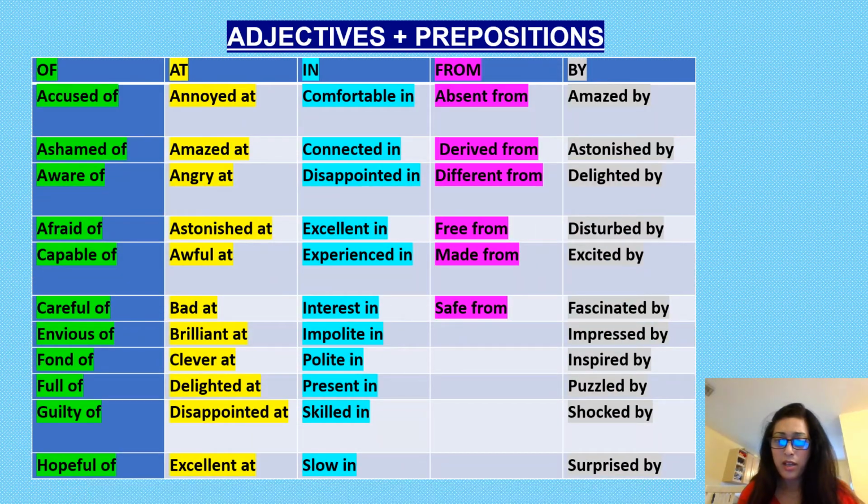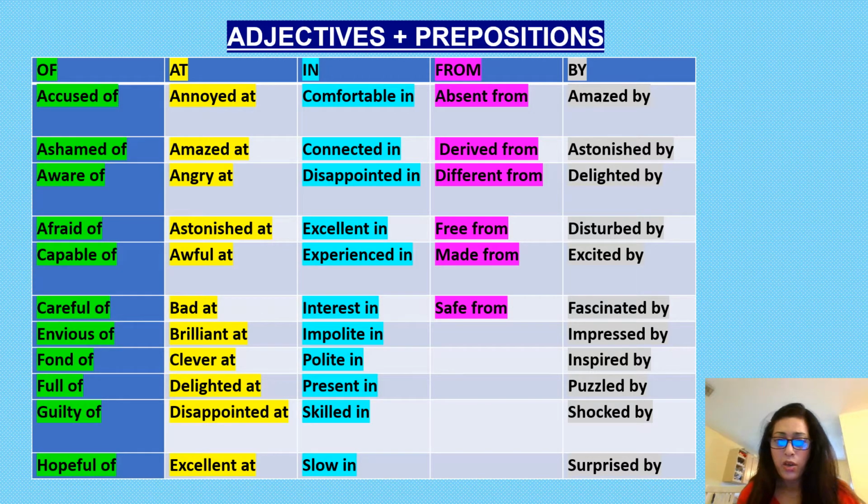Alright, so that was the verbs plus prepositions, and let's take a look at adjectives plus prepositions. So how can we use adjectives and prepositions together? Starting with "of": accused of, ashamed of, aware of, afraid of, capable of, careful of, envious of, fond of, full of, guilty of, hopeful of.